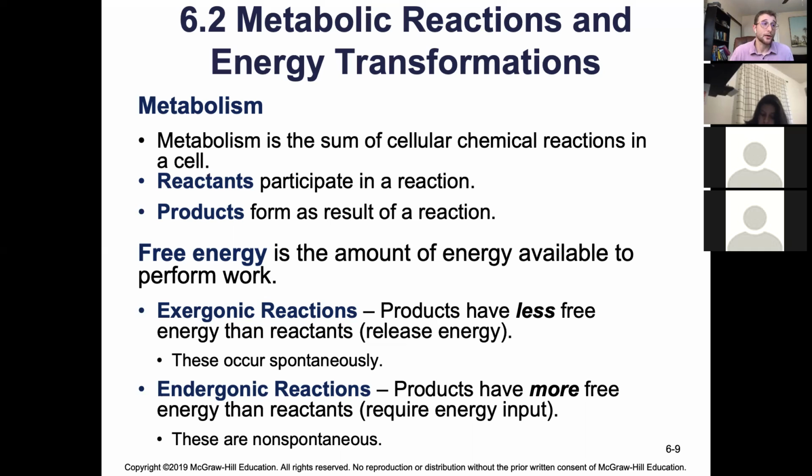Endergonic reactions are going to be the opposite. They're going to require energy. This is when we're creating a molecule that has more energy than what we started with.